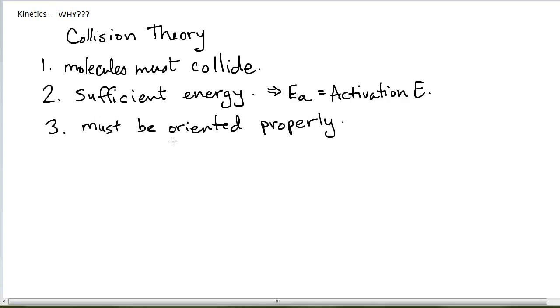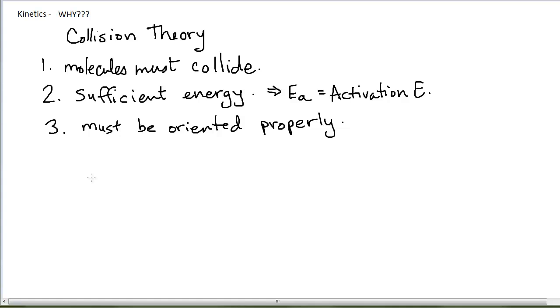All right, these three essentially prove, well, not prove, we can't prove a theory, but they explain why we see the kinetics rate laws that we do. These are explanations for why we see what we see. So let's talk about how this explains why we see what we see.